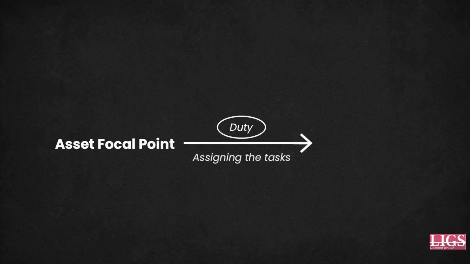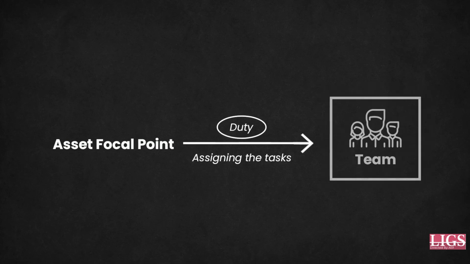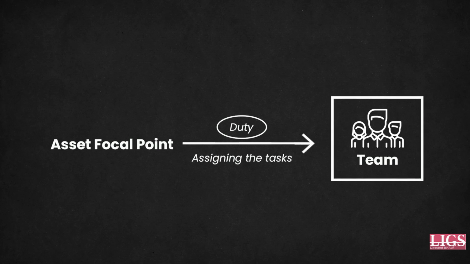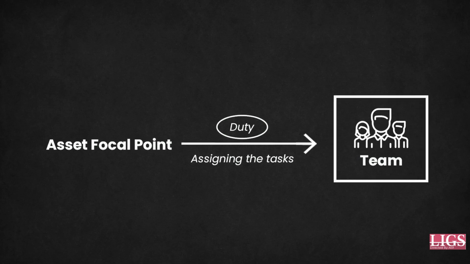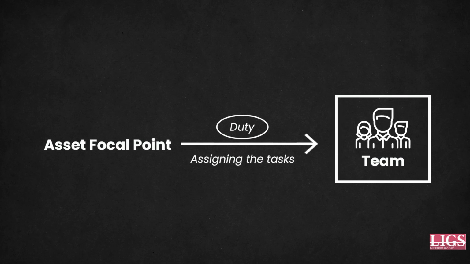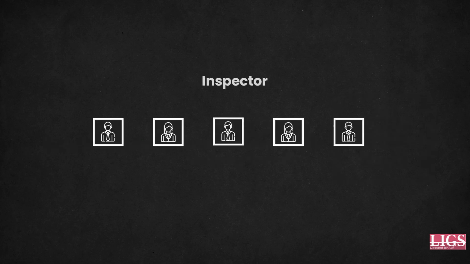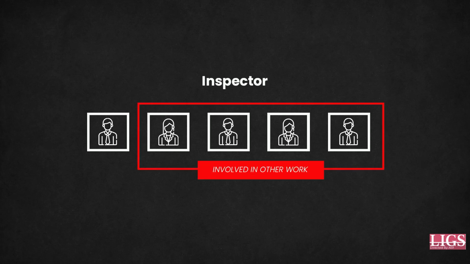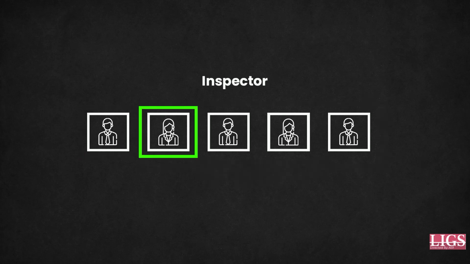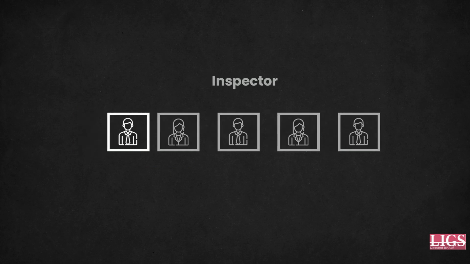There will be many requests for inspections that come up for review and conduct every week. The Asset Focal Point plays a pivotal role in assigning the tasks respectively to the team. This is the main duty of the Asset Focal Point. There will obviously be at least 5 inspectors, but for argument's sake, let's say 4 of them are involved in other work. The Asset Focal Point has to find out and choose the correct person for this task to be assigned to.